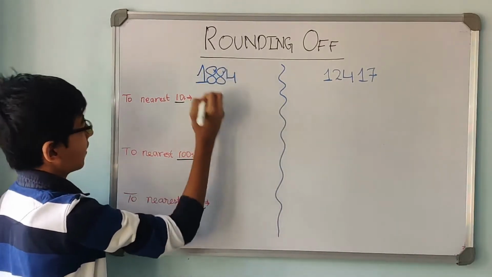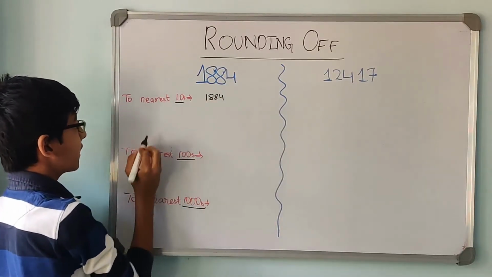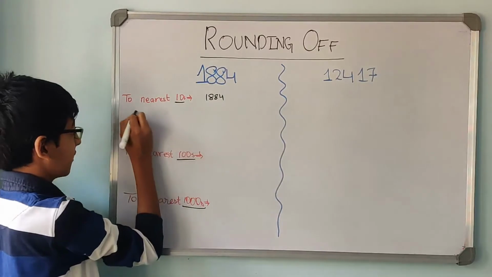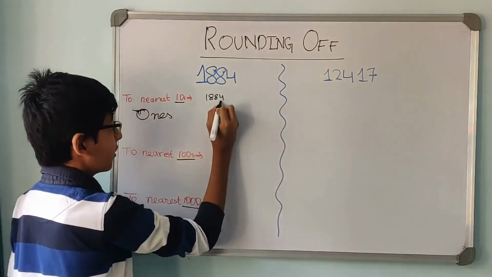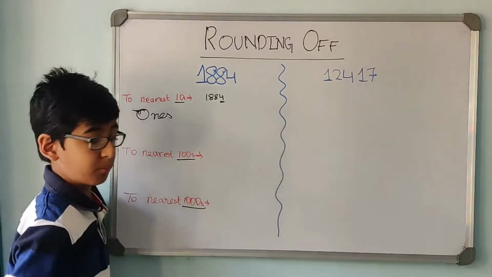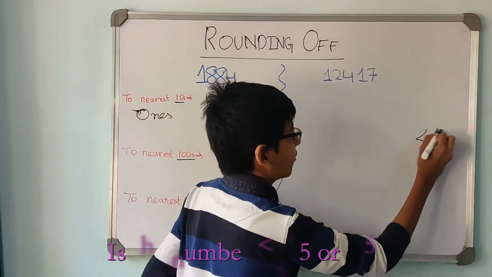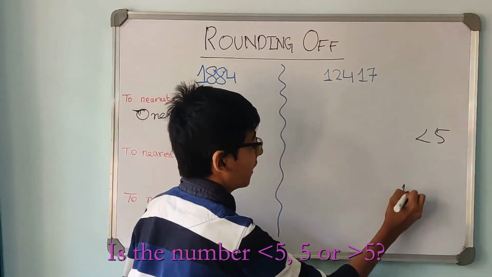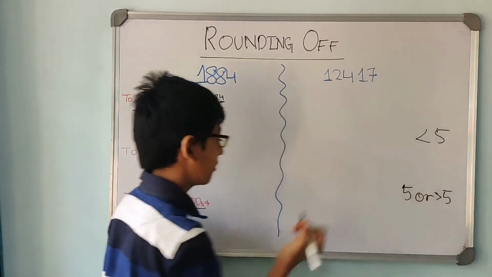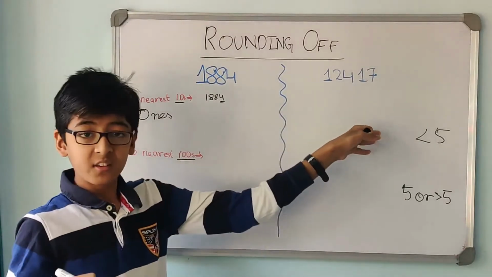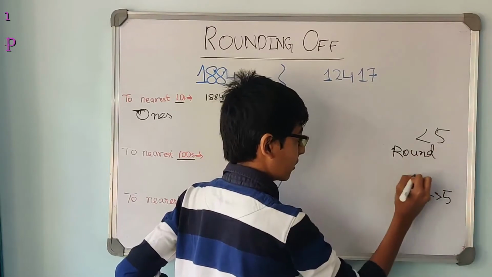So now 1,884. What do we need to do for rounding off? If we are rounding off to the nearest tens, then we need to check the number in the ones place. Now, in the ones place, the number is 4. We need to check if the number is lesser than 5 or is it 5 or more. So over here, 4 is lesser than 5. So we need to do something called rounding down.